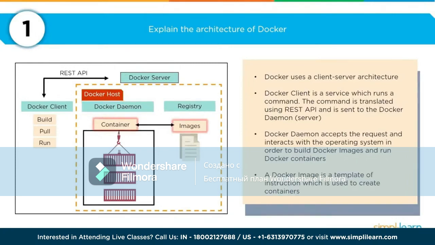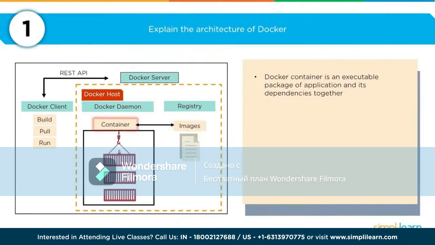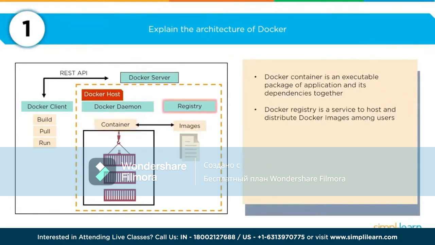And then the Docker image is a template of instructions which is used to create containers. The Docker container is an executable package of applications and its dependencies together. And then finally, the Docker registry is a service to host and distribute Docker images among other users.